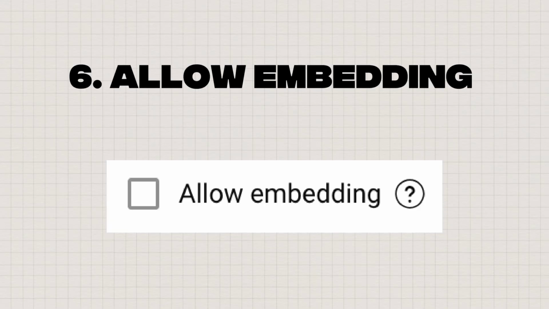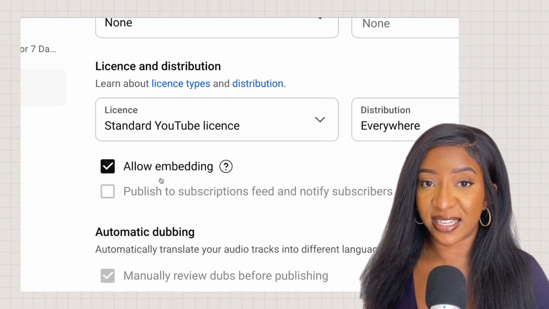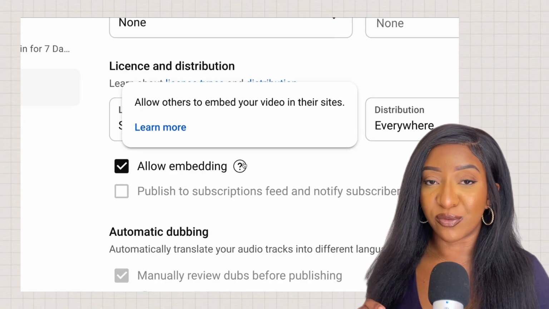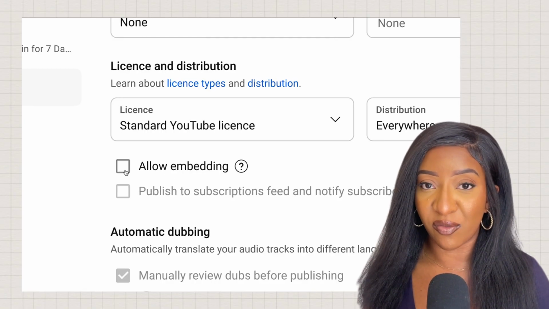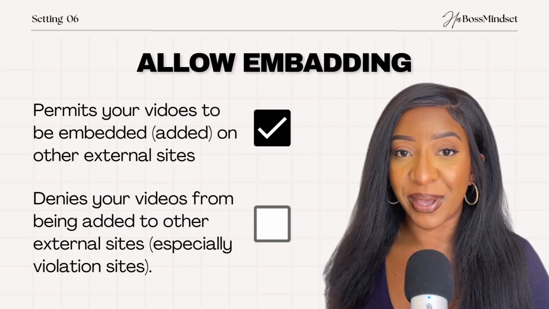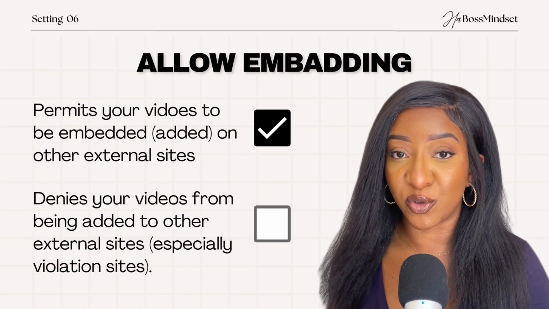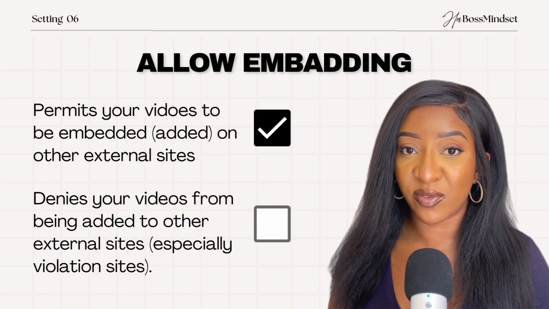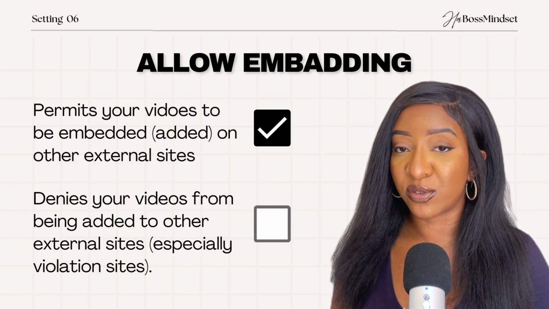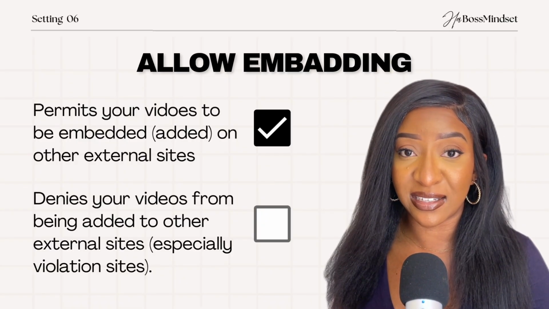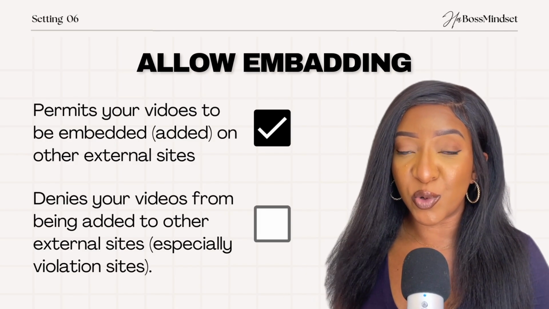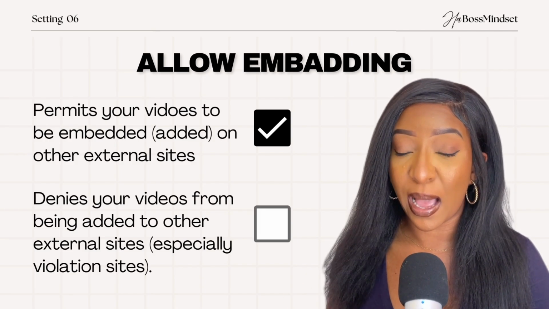Setting number 6 is the allow embedding setting. By default, you will find this setting checked on. I would recommend that you check it off. People or bots can actually embed or link your videos on websites, sketchy websites that violate YouTube's policies, and this will affect your channel. This will affect your subscribers, your views, your analytics, your recommendations, and you would not even know this is happening.